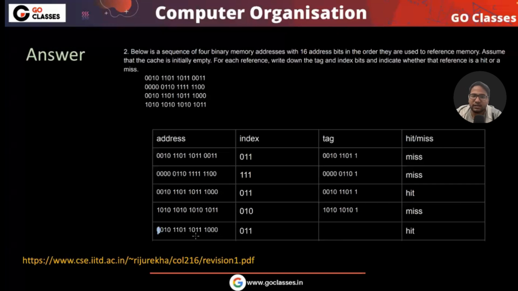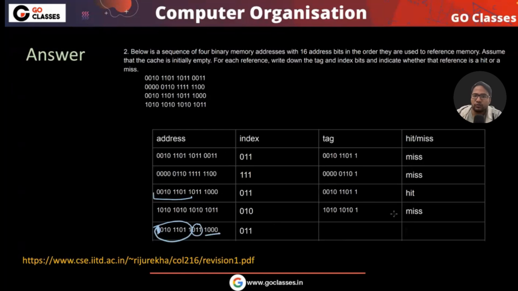See, what is the index here? The index is, if you forget about these 4, then this 0, 1, 1 is the index. So you are looking at line number 3. Line number 3 already has something. But is this the same thing that you are looking for? You are looking for this tag, but line number 3 currently has this tag. So that's why it is a miss. Sorry, let me just remove this. It will be a miss.